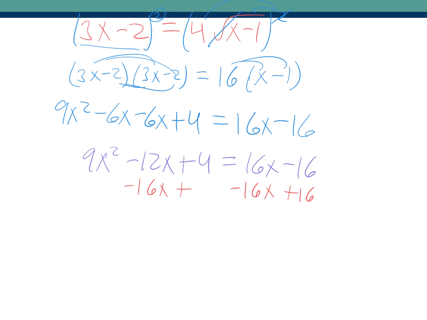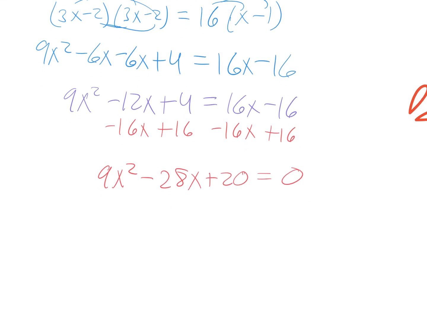Oh, hang on, plus 16. Yeah, and then we should get 9x squared minus, what's that going to give us, 28x plus 20 equals 0. All right, now we want to factor it, or let's check if we can factor it.